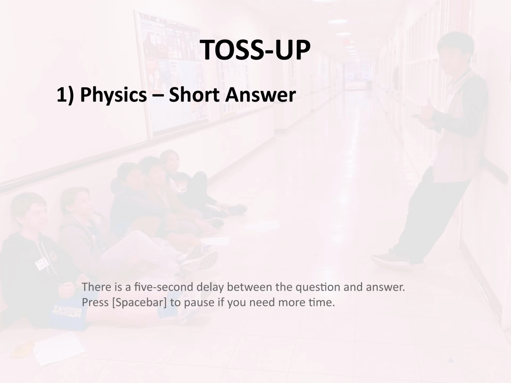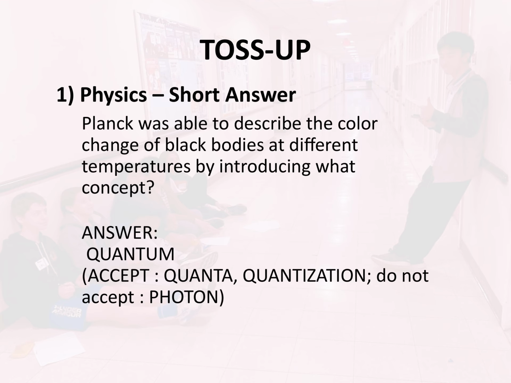Toss-up 1. Physics, short answer. Planck was able to describe the color change of black bodies at different temperatures by introducing what concept? Answer: quantum.